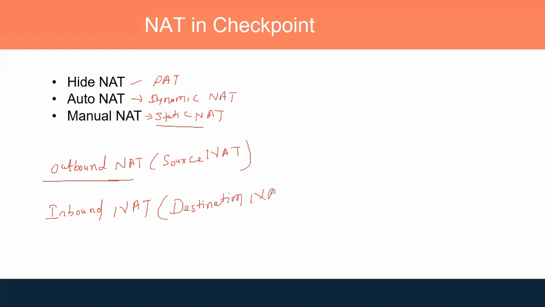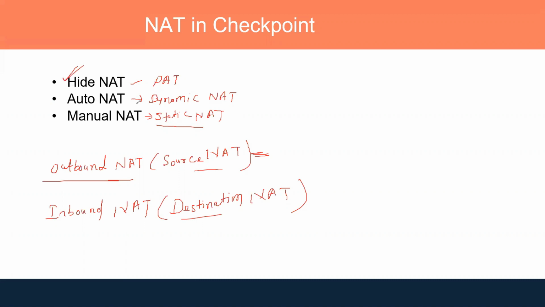So what is the difference between source net and destination net, and how can you achieve it if you want to configure your outbound net or inbound net, source net or destination net, we can say. So what kind of rule would you configure for source net and what kind of rule would you configure for destination net? Obviously, using hide net, you can purely configure source net.